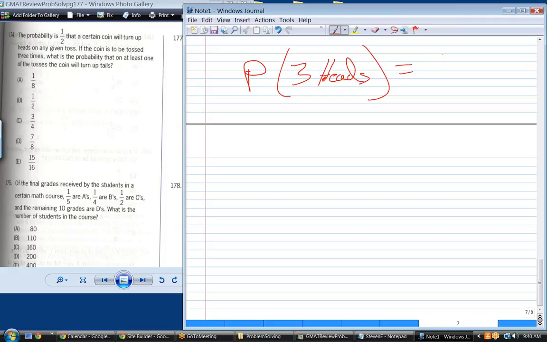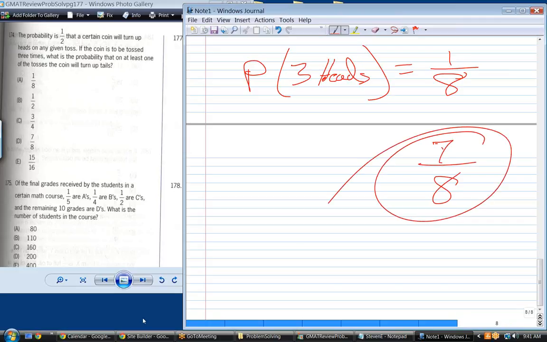I'm going to say it's, you multiply, because they all have to occur. 1/8. Okay. And all other situations have at least one tail. The only two categories are 3 heads and at least 1 tail. Maybe 2 tails, maybe 3 tails, but at least 1 tail, and that's what they're asking. What is the probability that at least one of the tosses will turn up tails? Jeez. So it's just 1 minus 1/8, 7/8? Yeah, 7/8.